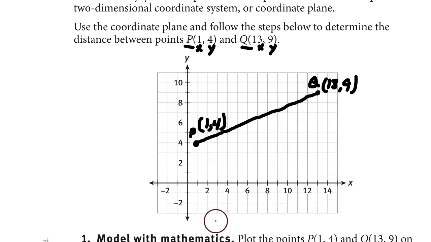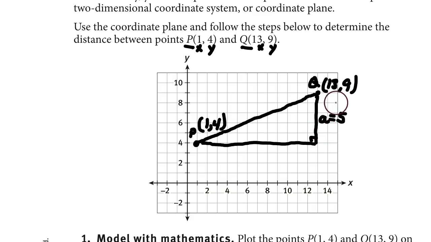To find that diagonal distance, we want to create a right triangle on the grid by coming down from point Q and coming to the right from point P, creating a 90-degree angle here. Now we have a right triangle. With a right triangle, we can use the Pythagorean theorem to find the hypotenuse. To use the Pythagorean theorem, we need to know the altitude or height of the triangle. The letter A is used to represent the altitude of a triangle. How tall is the triangle? It is 1, 2, 3, 4, 5 units tall.